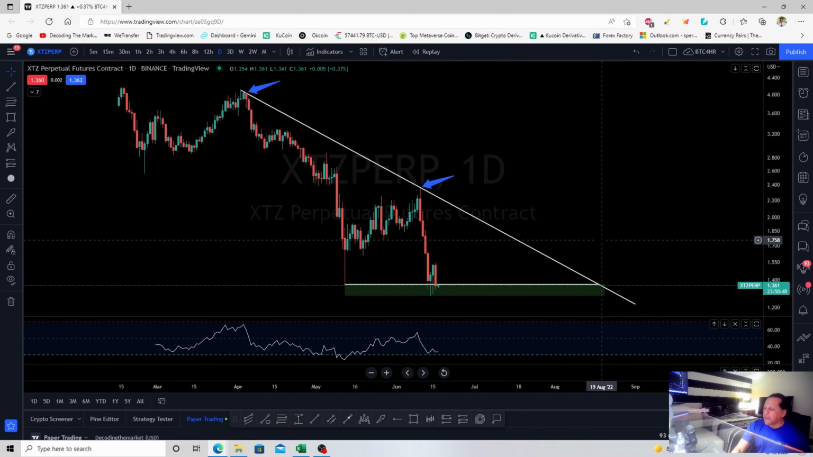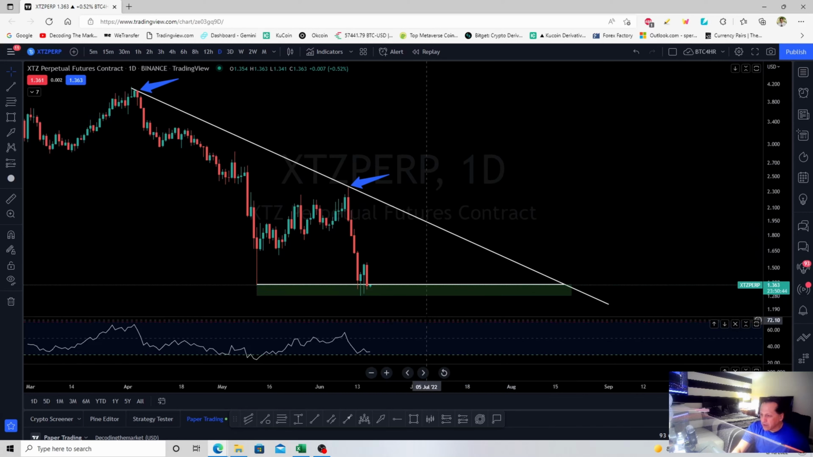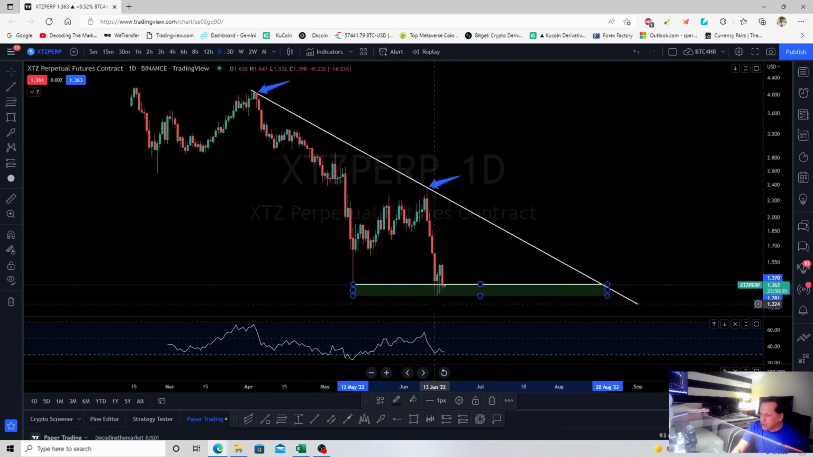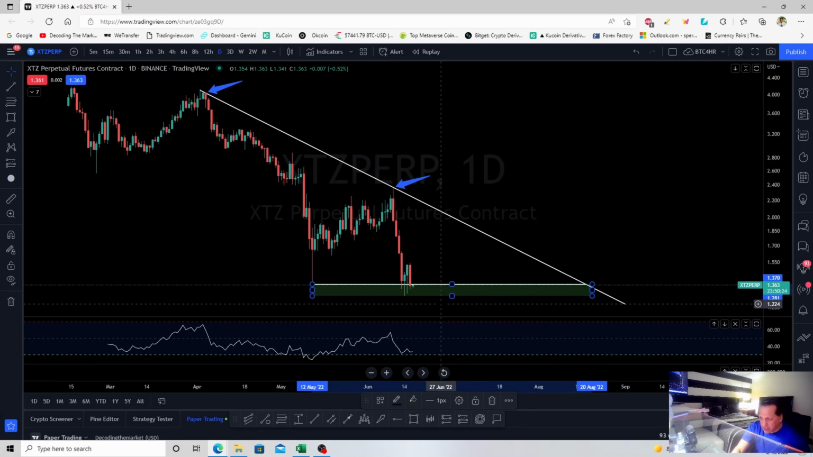support. If, only if, in the following days the price breaks below this green box, which is the last price, 1.281, it will increase the possibility that the downtrend will continue. But in the meantime, we're gonna find out first the possible retracement.